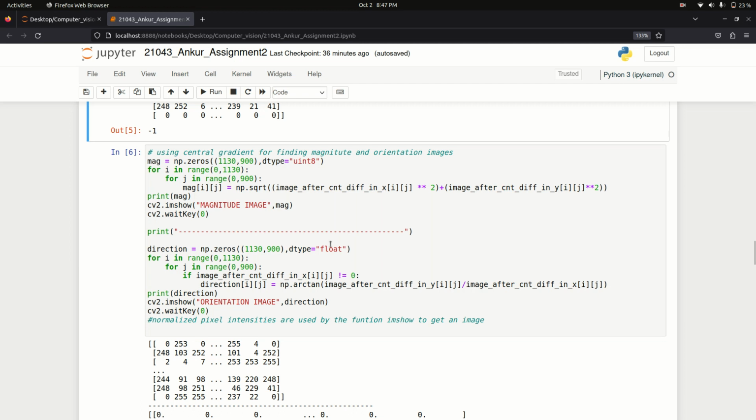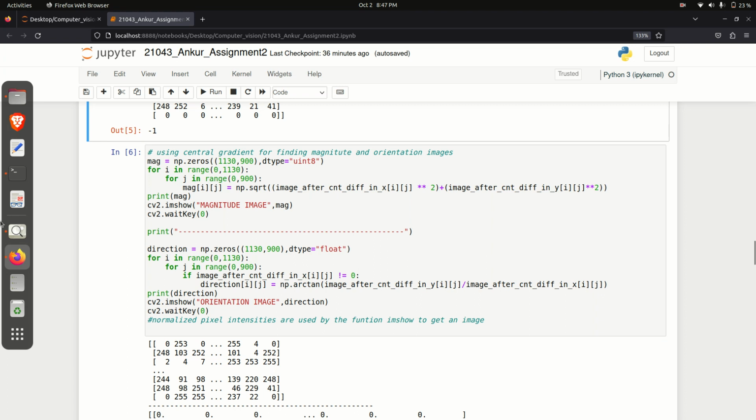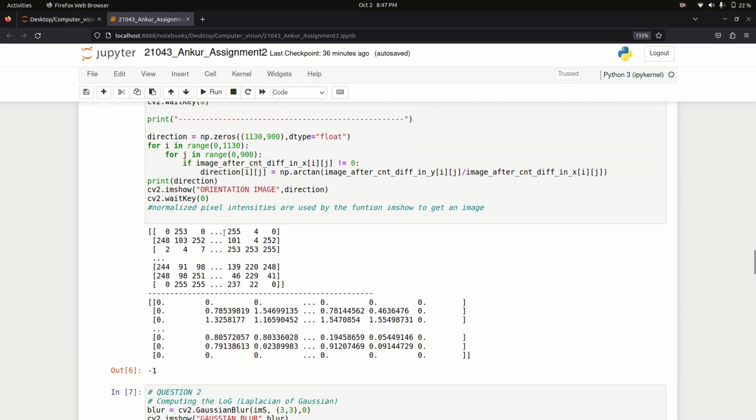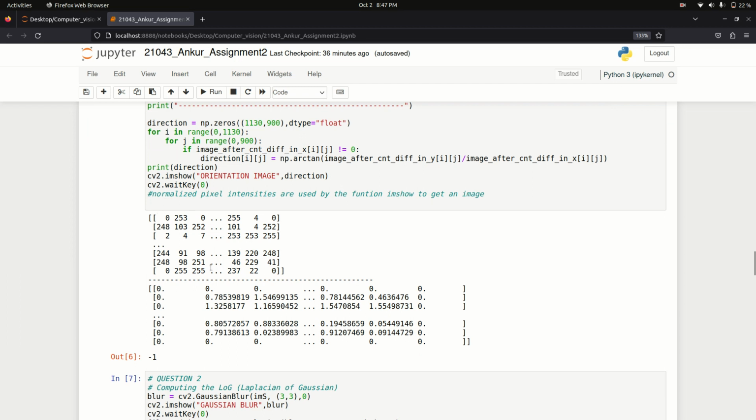And for orientation image, I have taken the tan inverse of the ratio of images in y direction and x direction. I have computed both of these using the central difference in x and y. This is the orientation image. And these are the matrix notation. This is the magnitude image, and this is the orientation image.